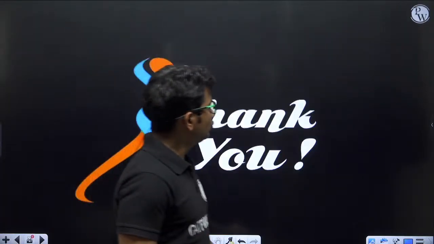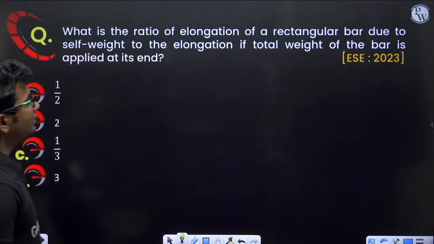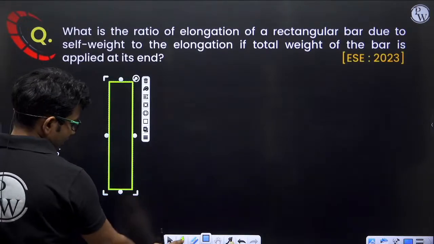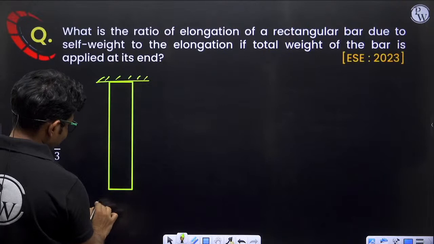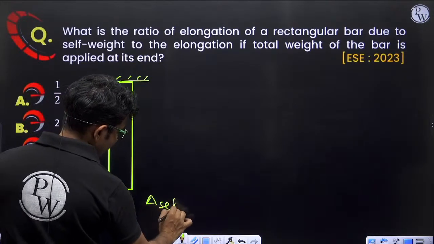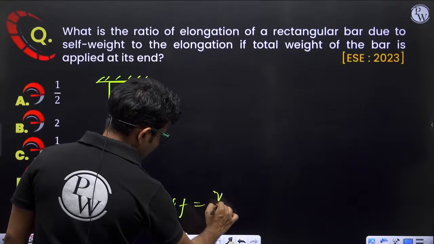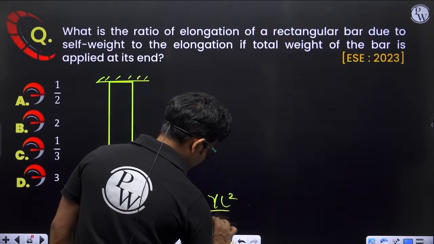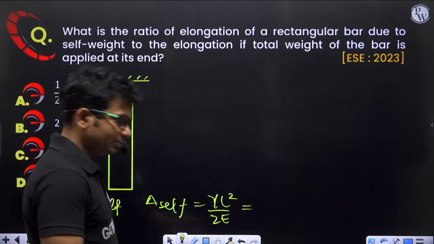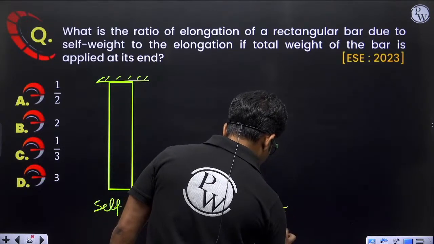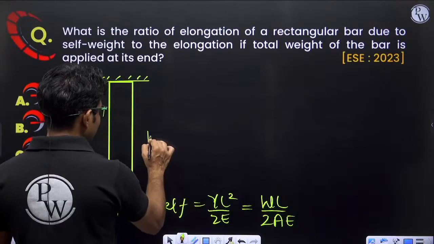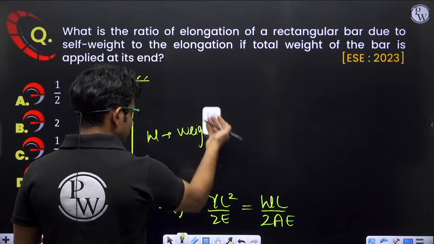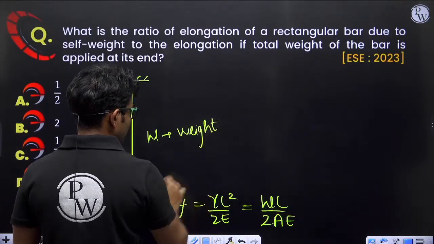Okay, let's move on to the next question. What is the ratio of the elongation of a rectangular bar due to self weight? So we have a rectangular bar and elongation due to self weight. So delta self is equal to gamma L square upon 2E. We can also write it as WL upon 2AE, where W is the weight of the bar.